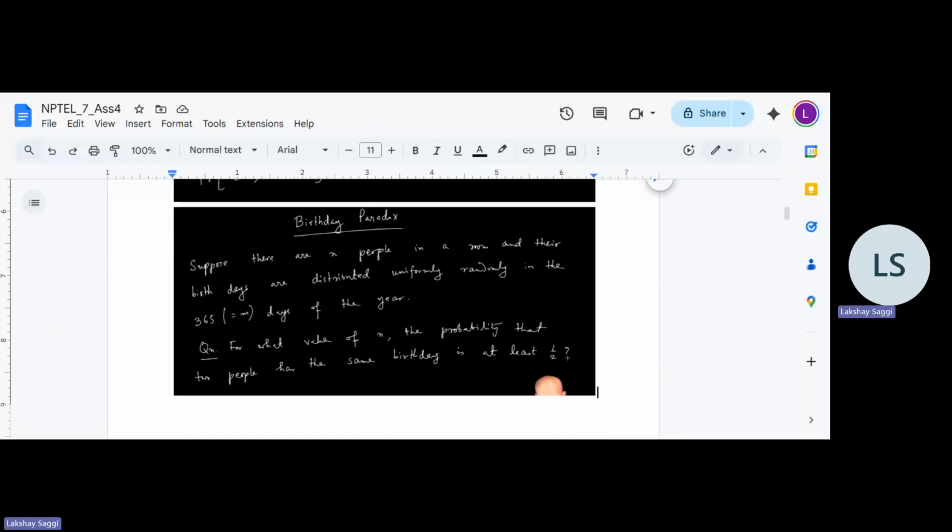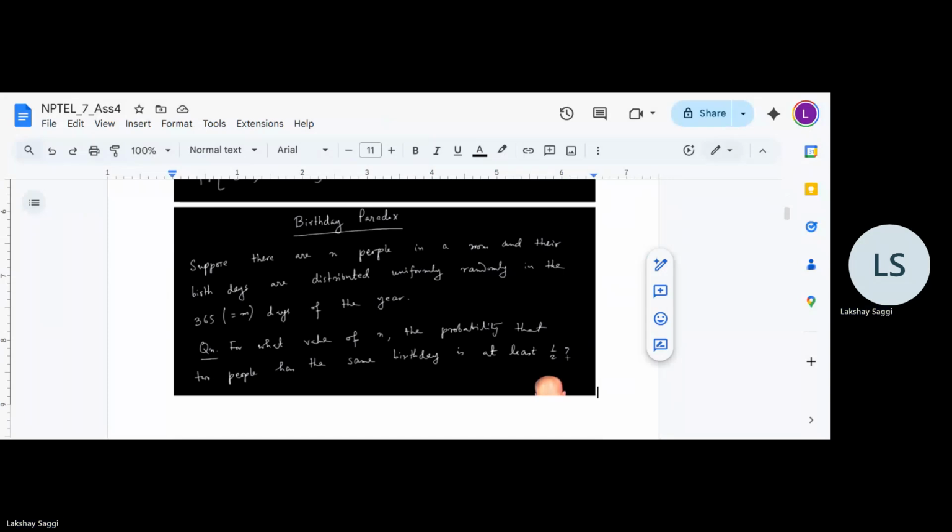So what's the birthday paradox problem? Suppose there are n people in a room and their birthdays are distributed uniformly randomly into m days of the year. There are 365 days, but let's just generalize the problem to m days. So suppose a year has m days, and there are n people and their birthdays are distributed uniformly randomly across these m days. Now for what value of n is the probability that two people have the same birthday at least half?